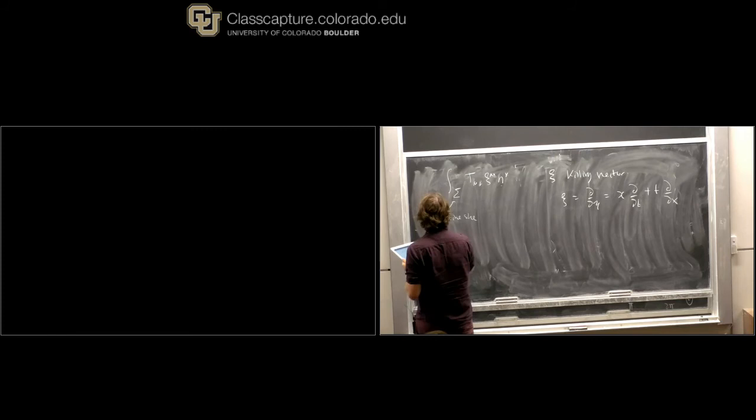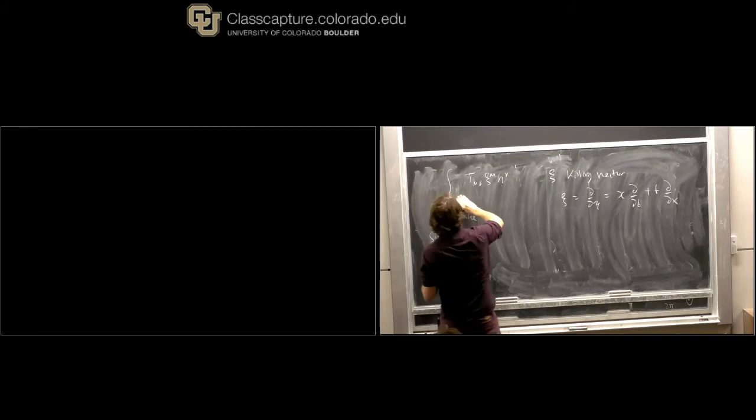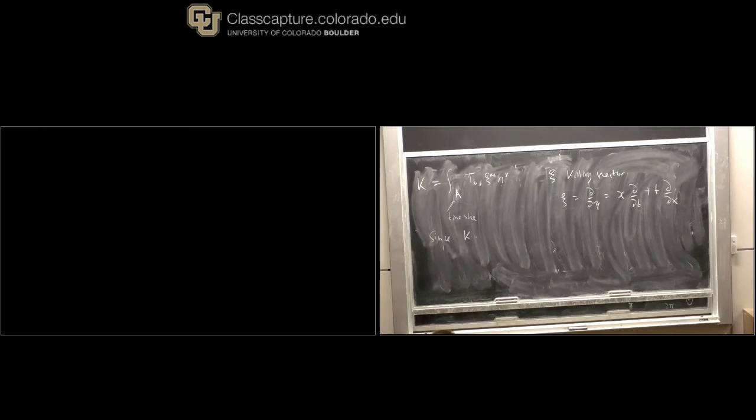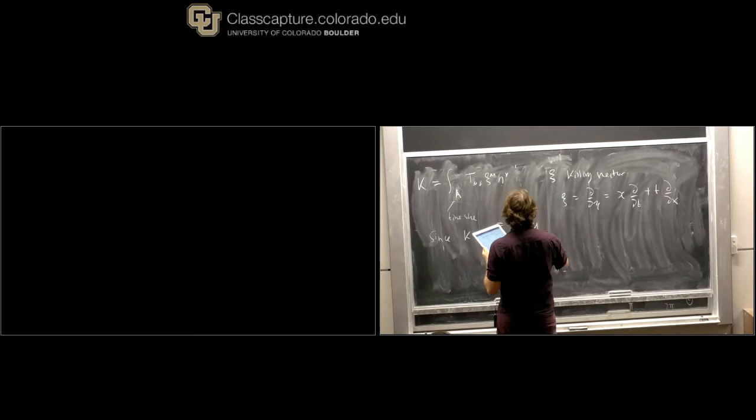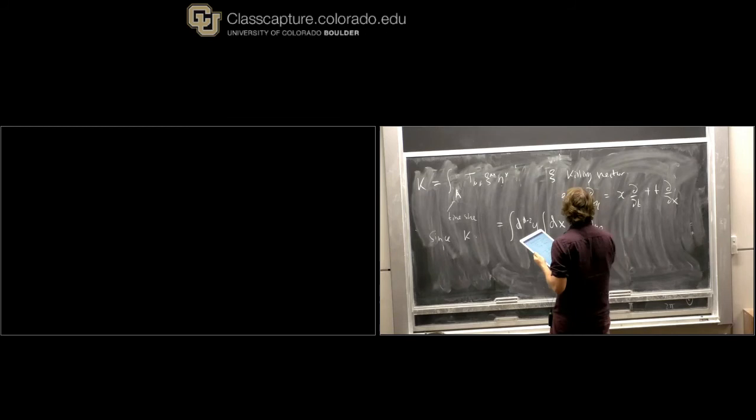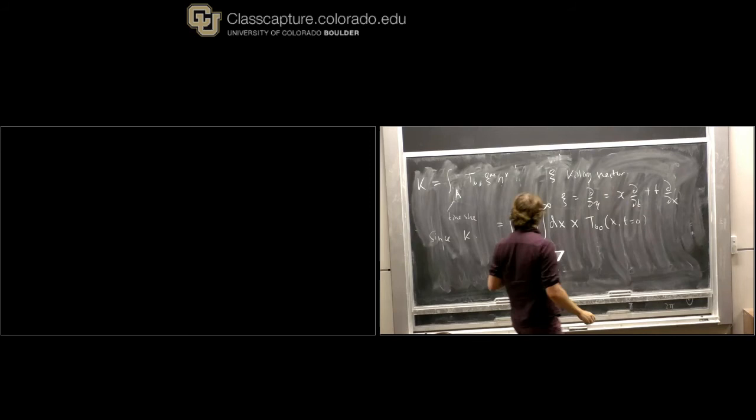But since K is clearly only an operator in the A region, we shouldn't integrate this over a complete time slice. So really, we should integrate it just over A itself. So K is just that. So integrate over here. And then just writing this out explicitly, we get the integral d^(d-2)y, which just factors out, dx x T_00 evaluated at x and t equals 0, where x goes from 0 to infinity. Okay.